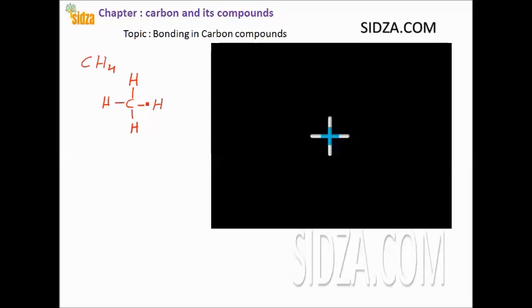Now let's have a look at the 3-dimensional view of a methane molecule. In the center there is a carbon, and around it there are 4 hydrogen atoms. These are the 4 hydrogen atoms, and this one is the central carbon, and this is the 3D view. Here I am going to rotate it: the central carbon, and these are the 4 hydrogen atoms around it in a tetrahedral fashion. Hope you got the concept.